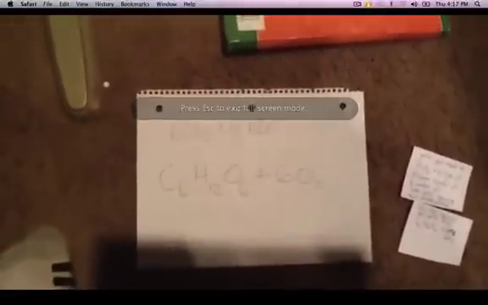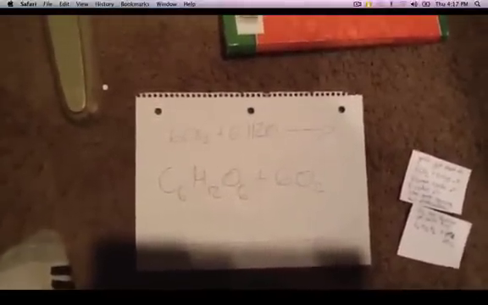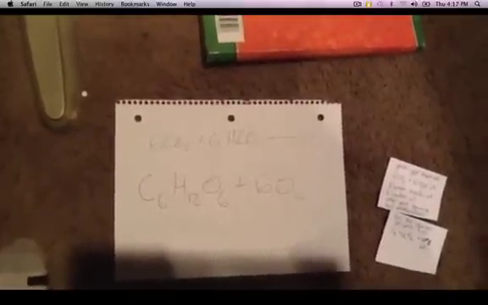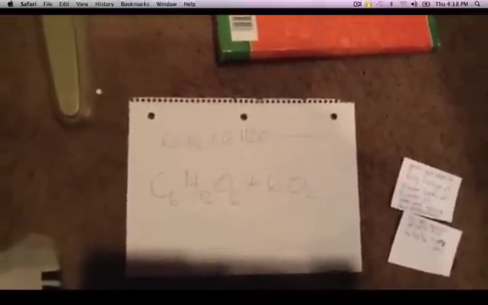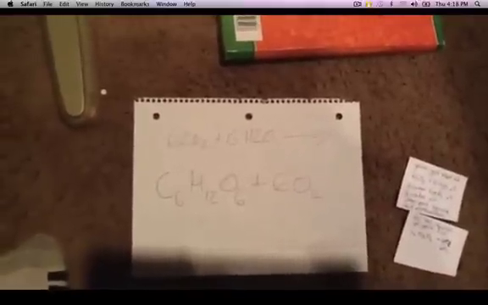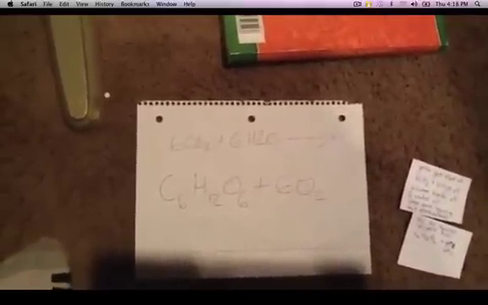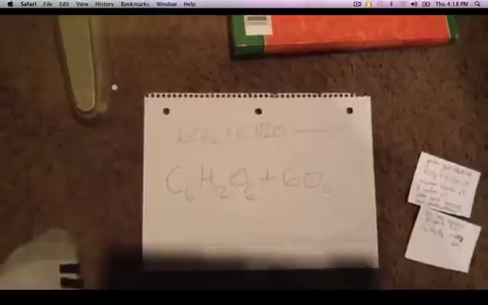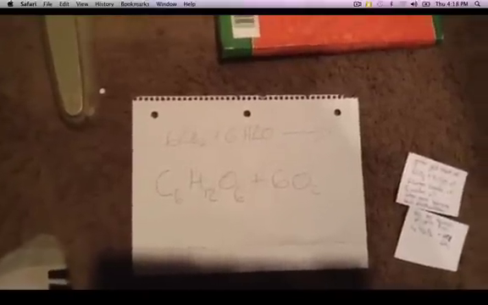Gotta get that, gotta get that, gotta get that, gotta get it, gotta get that. 6 CO2 plus 6 H2O, 6 CO2 plus 6 H2O, 6 carbon dioxide, 6 carbon dioxide, 6 water, 6 water. When you're learning about photosynthesis, this equation gotta know C6H12O6 plus 6O2.